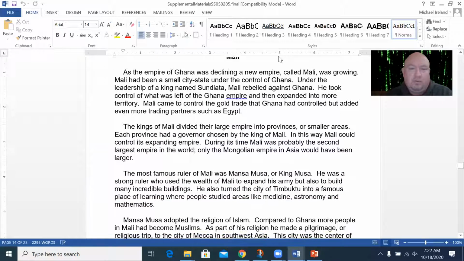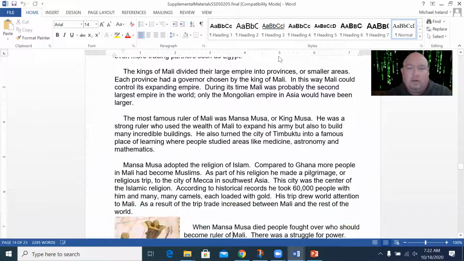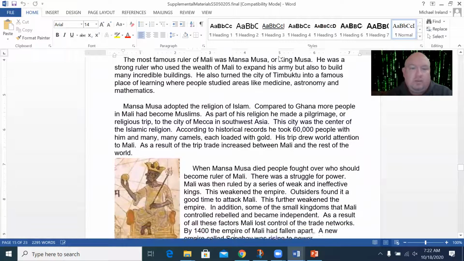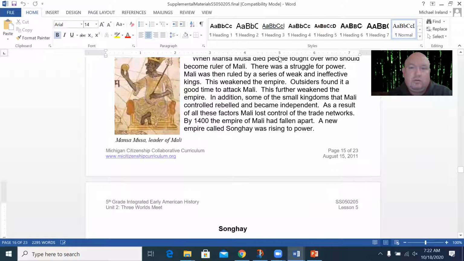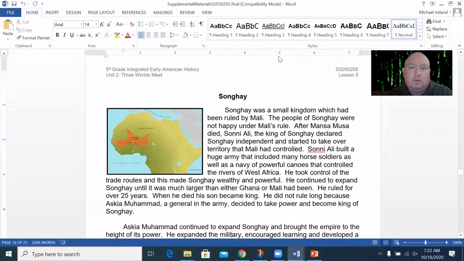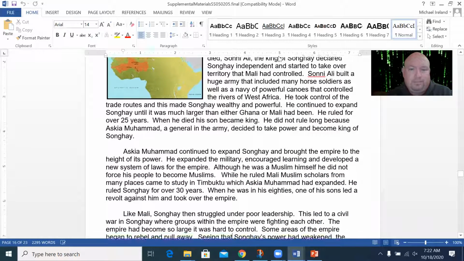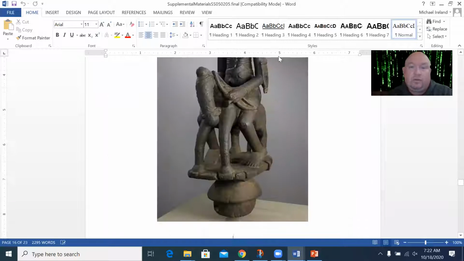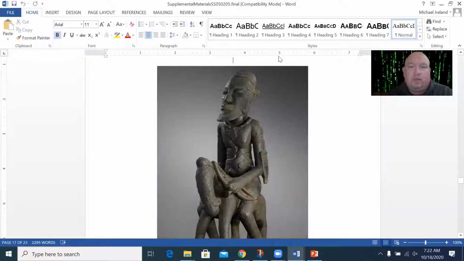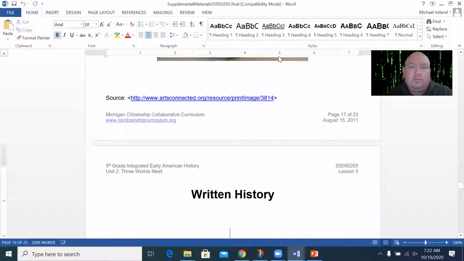I'm looking to see if there's any important information that I haven't already touched on. See an image here of Mansa Musa. I'm doing a quick scan as I scroll through here to point out anything. See some artwork. So art is a huge thing.